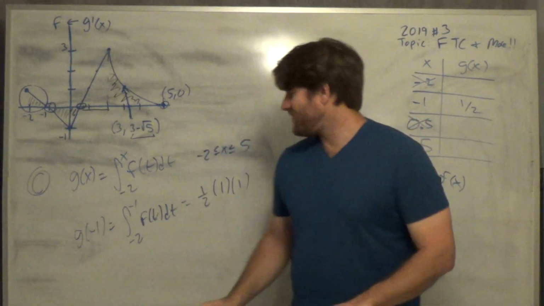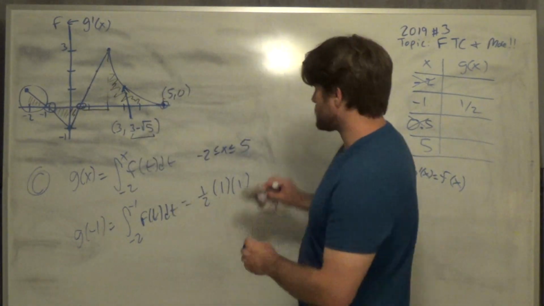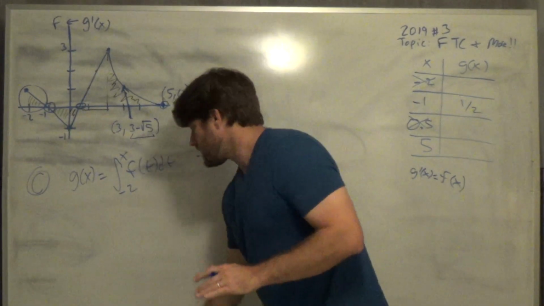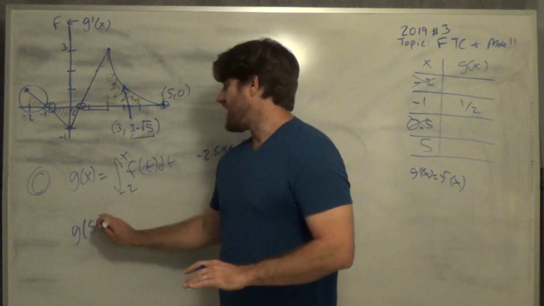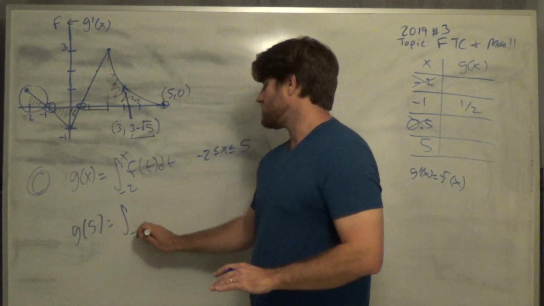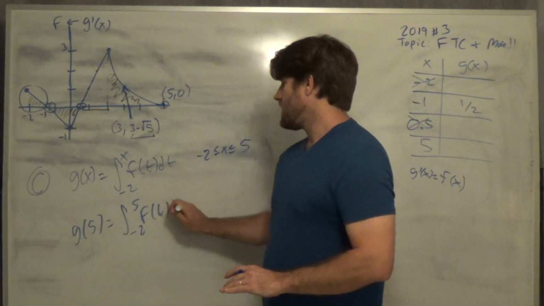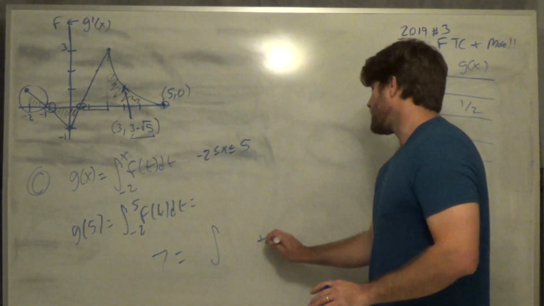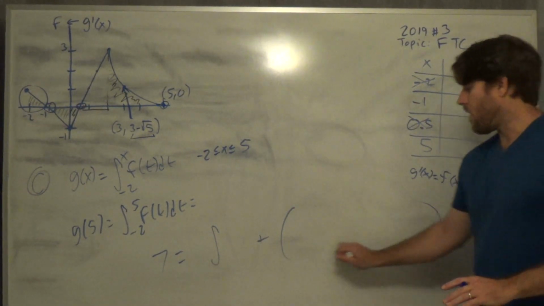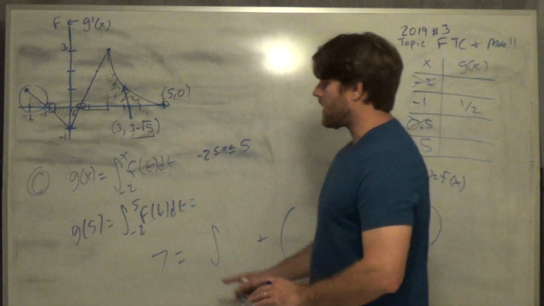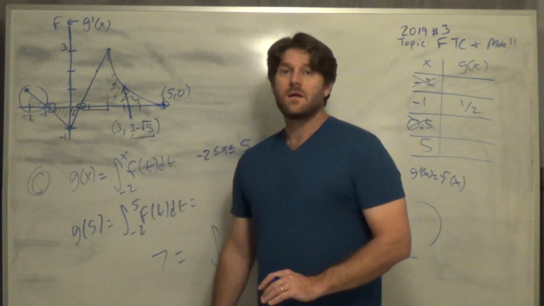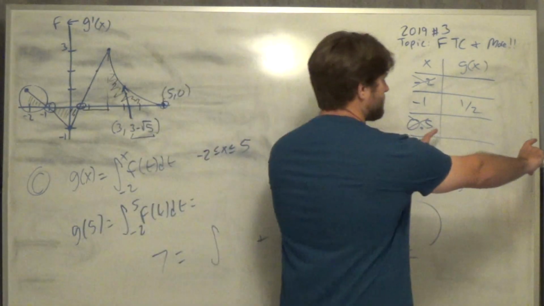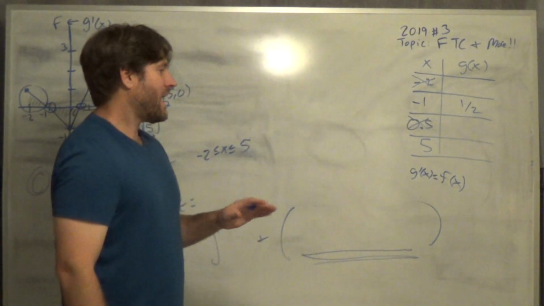And now let's go ahead and find g of 5. And this is the part that's absolutely crazy horrible, except you've already done all the work. G of 5 is the integral from negative 2 to 5 of f of t. In part A, do you remember where we had 7 equals some integral plus all this stuff? Well, all of that was the area from negative 2 to 5. You could just copy it. I know you didn't simplify it, and you shouldn't have. You just take all that and put it there.